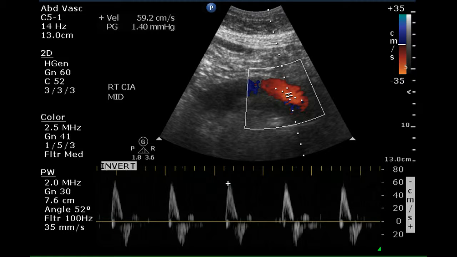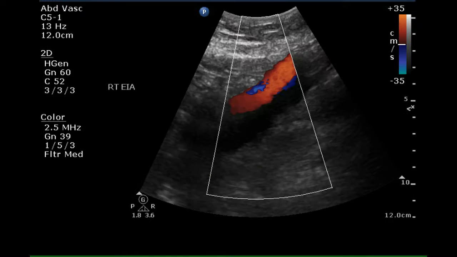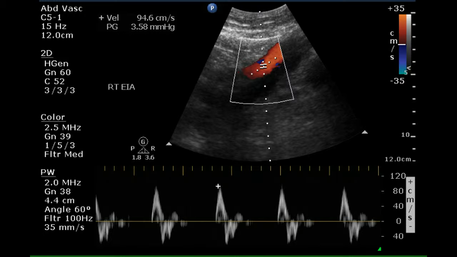The mid right CIA demonstrates also a triphasic flow, and the distal portion is difficult to assess, although it is certainly high resistance flow. The right common iliac artery fills with color and has a triphasic waveform.